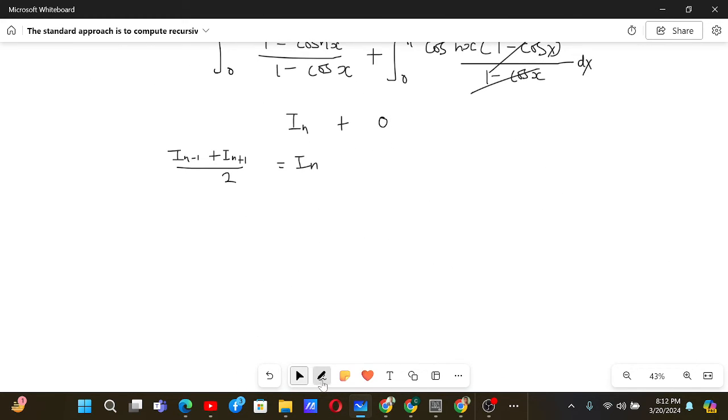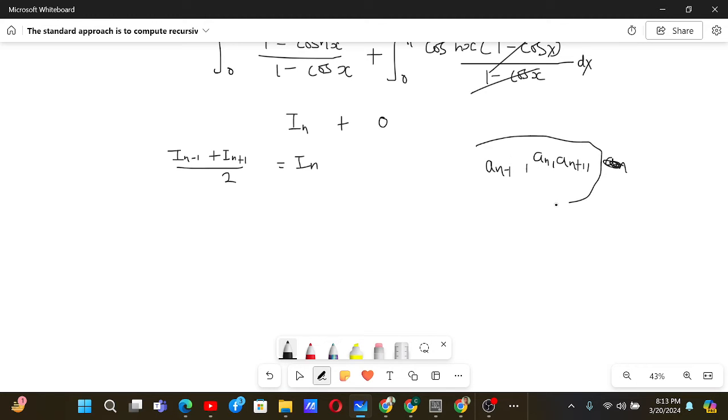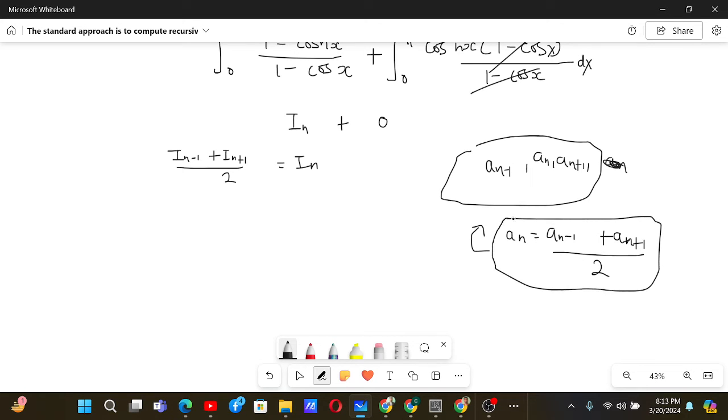Now you see, let's say we have a sequence a of n plus 1, a of n plus 2, and let me write a of n minus 1 over here. If the sequence is in arithmetic progression, in that case a of n will just be the average of the other two. And this holds if and only if the sequence is in arithmetic progression. The reverse also holds. That's why these I of n sequences are also in arithmetic progression.